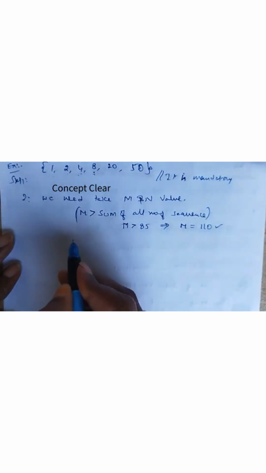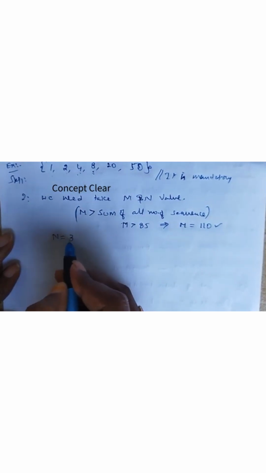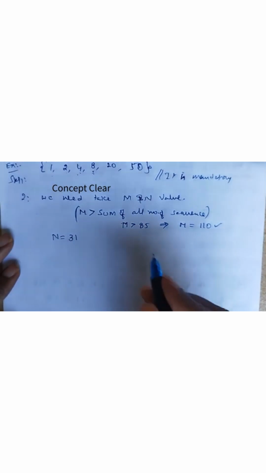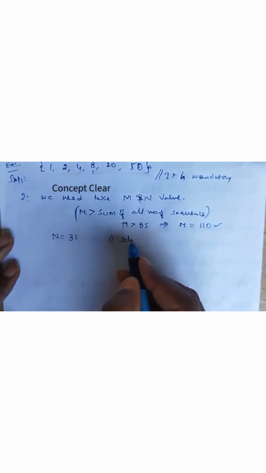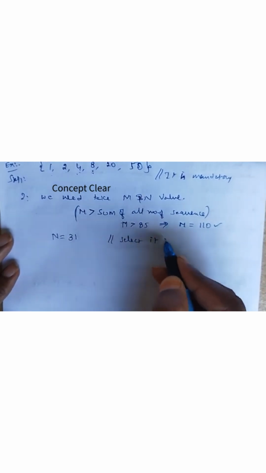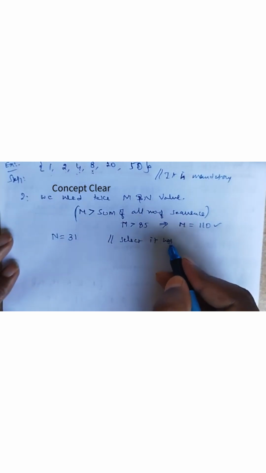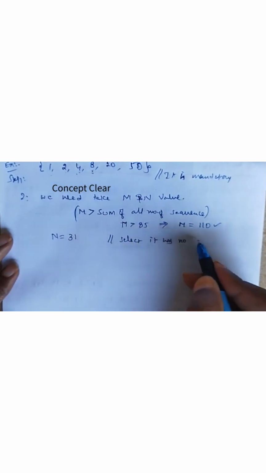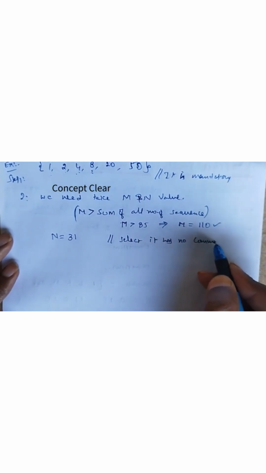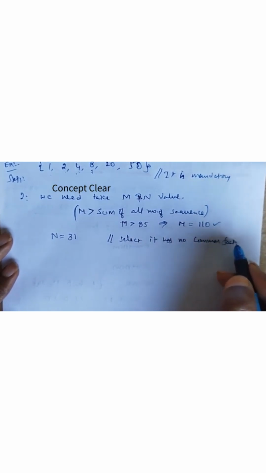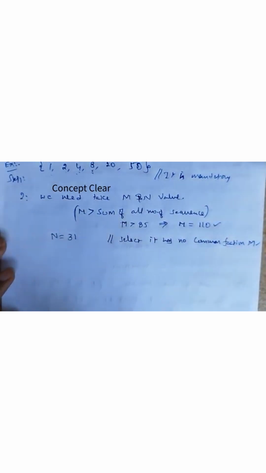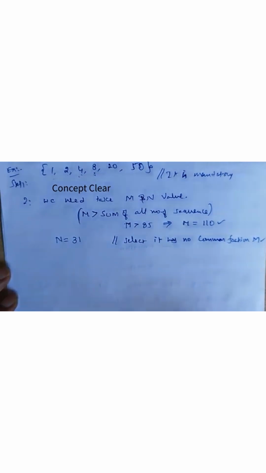What is the n value here? The n value I am taking is 31. Why I am taking 31 means, select a number that has no common factor with m. We have to satisfy this condition. So here I am taking the n value equals 31. Okay, you can take any number if you want.